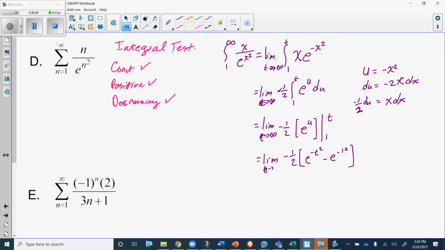and the limit as t approaches infinity of negative 1/2. So we're going to get 1 over e to the t squared power minus 1 over e, basically. And as t goes towards infinity, this is going to go towards 0. And so we're going to wind up with the negative 1/2 times the negative 1 over e. So I'm going to get a positive 1 over 2e as my limit.